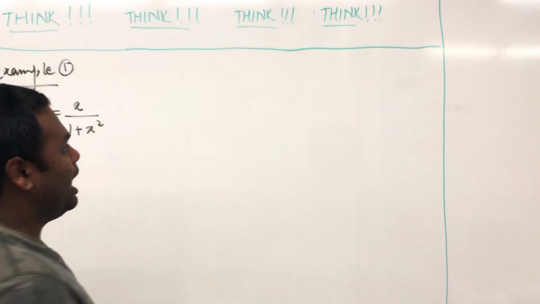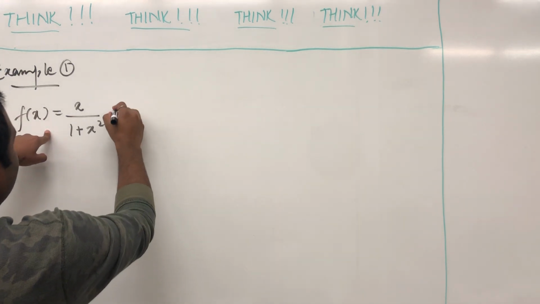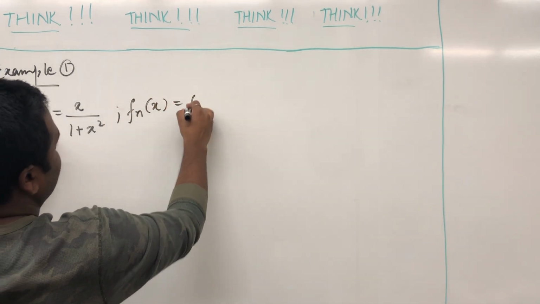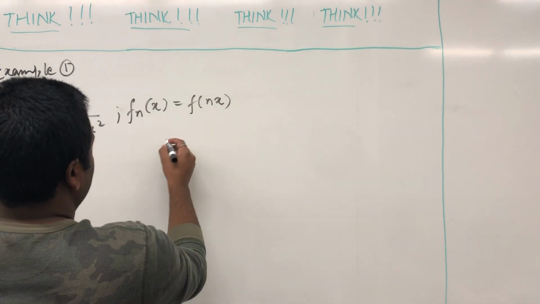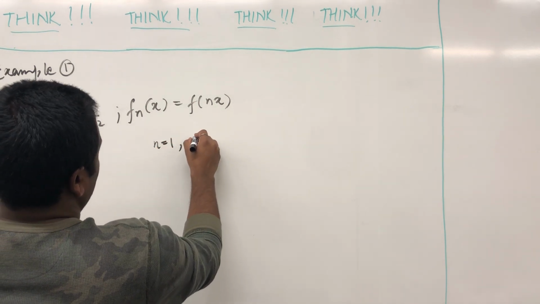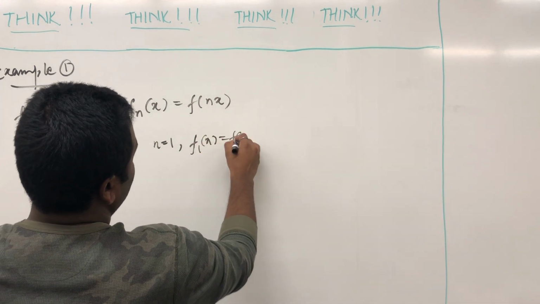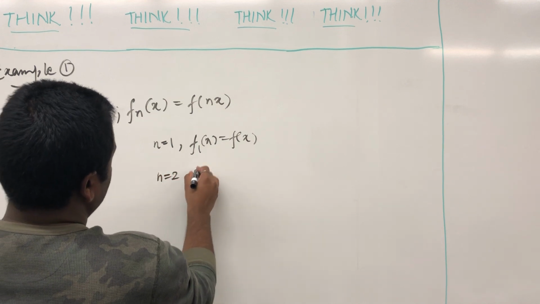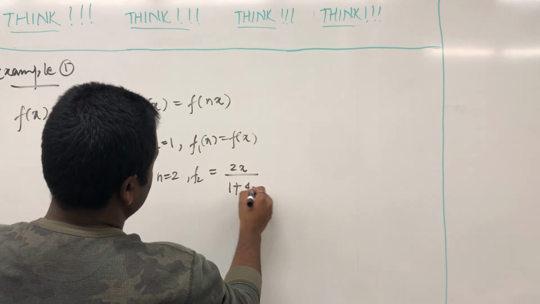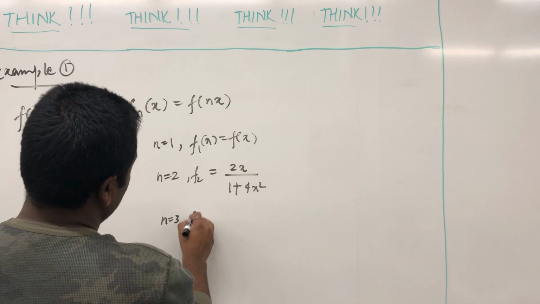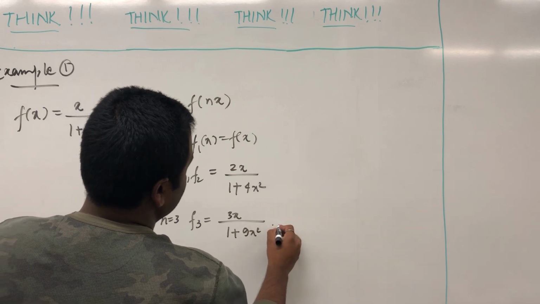We'll consider this function. Okay, and with the help of this function, I'm going to create a sequence as this. And what does this mean? This means that if n is 1, then fn, the sequence, the first term is fx, right? If n is 2, then f2 is nothing but 2x over 1 plus 4x square. If n is 3, then we get f3 equals 3x over 1 plus 9x square, and so on, right?